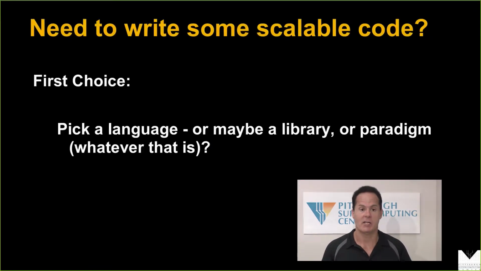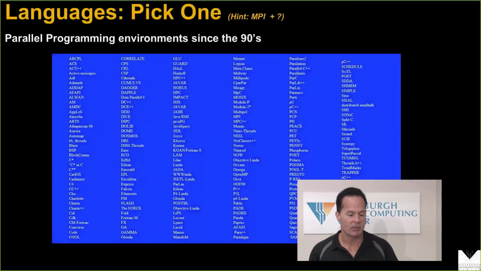So you're going to write some scalable code. You know MPI now to some degree. You may know some other things. Surely you'll stumble across friends who have other recommendations or other knowledge. So the first thing you need to do when you write your scalable code, you got to pick your language or maybe your paradigm, whatever that happens to mean in any given context. So you're going to pick one.